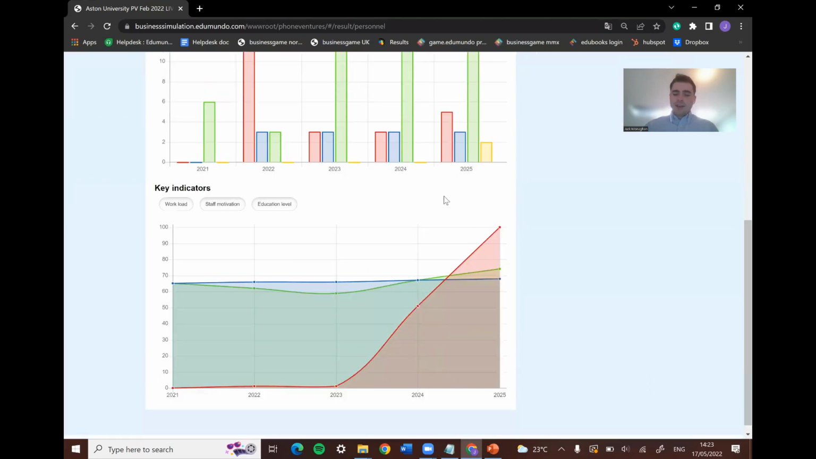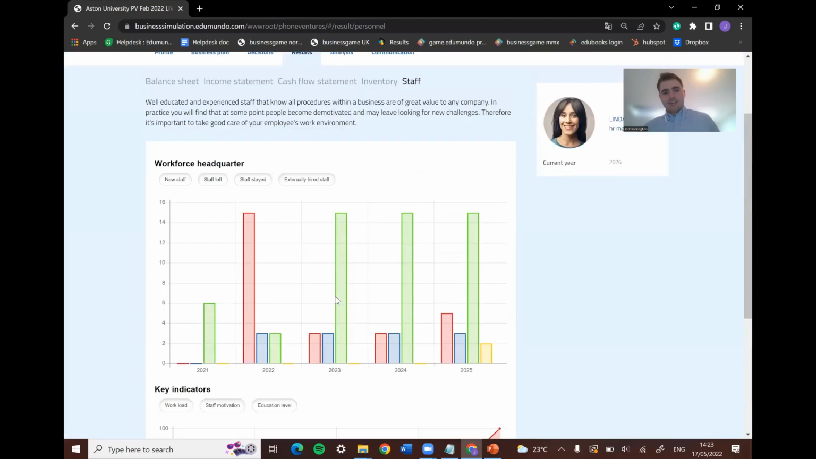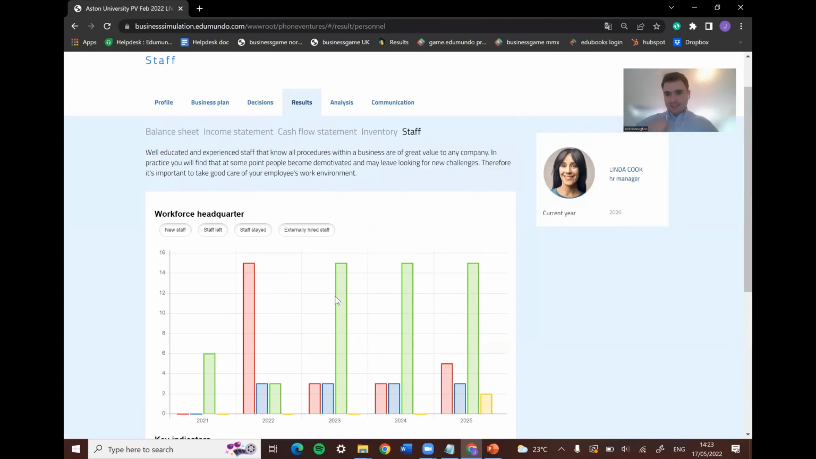There are other factors and indicators you can take a look at on this staff page. So for example, you can take a look at workload, also education levels and motivation levels, which are all directly correlated with maybe some of the targets that you have been setting. But that's about it in terms of all of the different analysis that you can do within the simulation after each and every round.